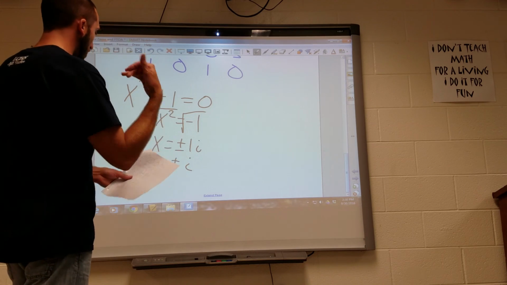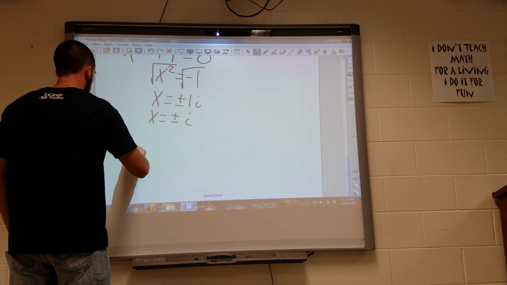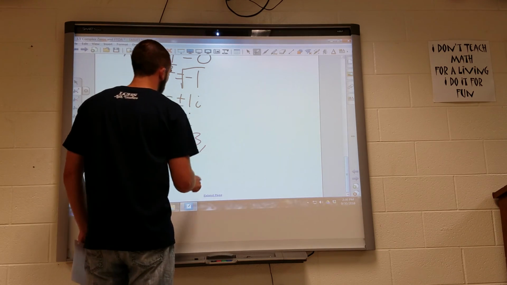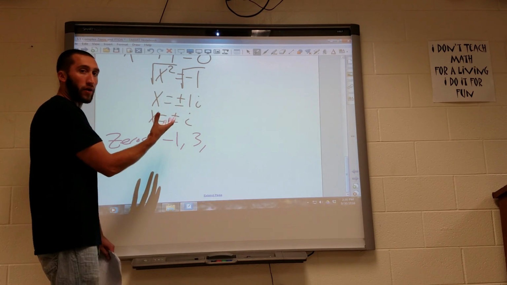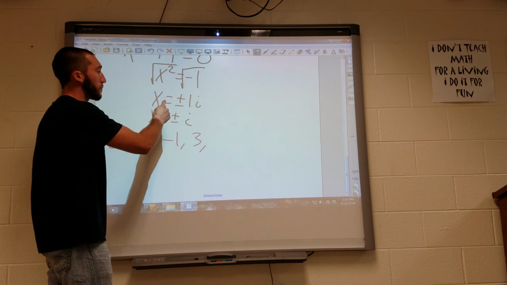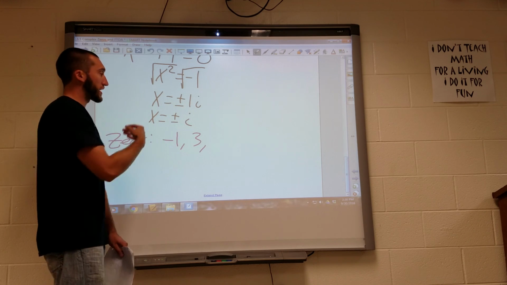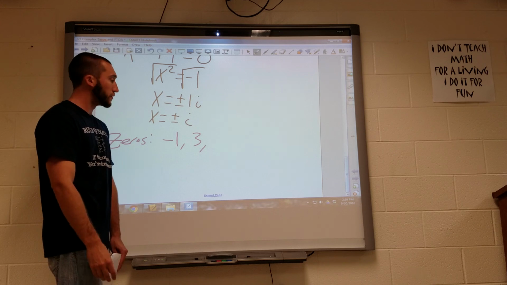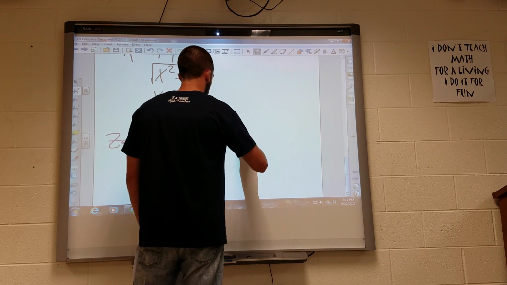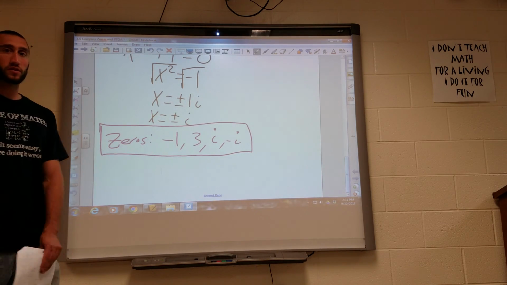So they wanted us to find all the zeros. So the first 0 we found was negative 1. The second 0 we found was 3. And then, as always, whenever we have complex roots, whenever we have imaginary numbers, we're going to get the positive version of that complex number and the negative version. So the complex numbers always come in pairs of 2. So we get a positive i and a negative i. So those are my zeros.